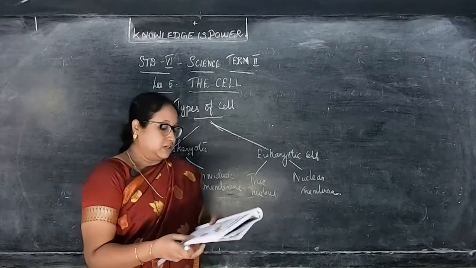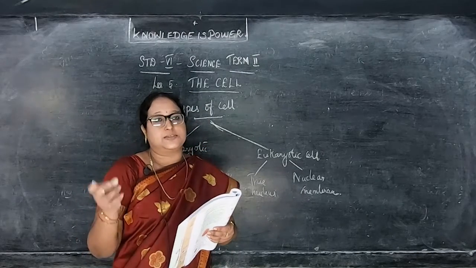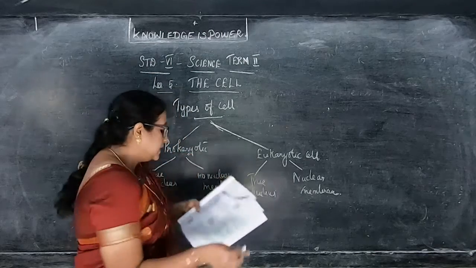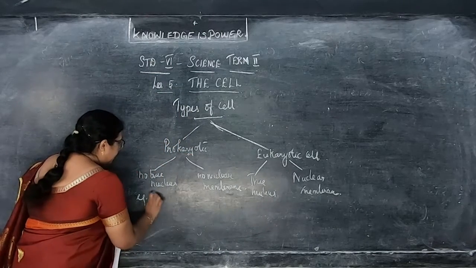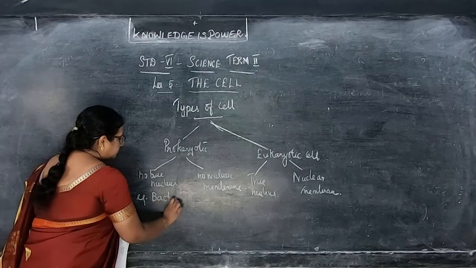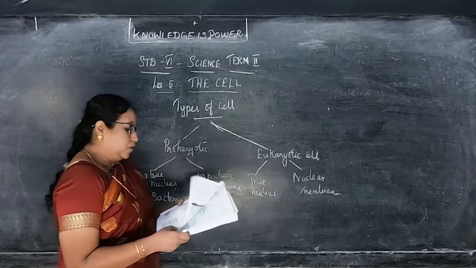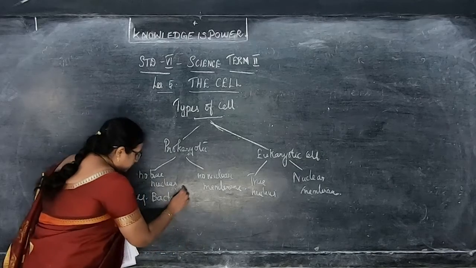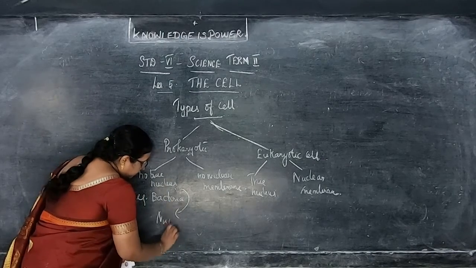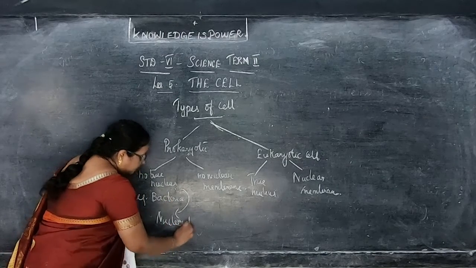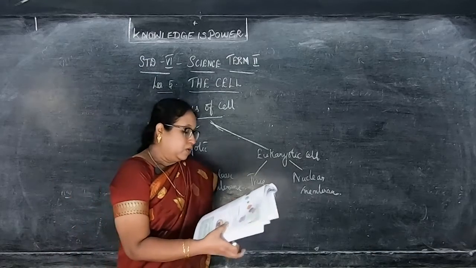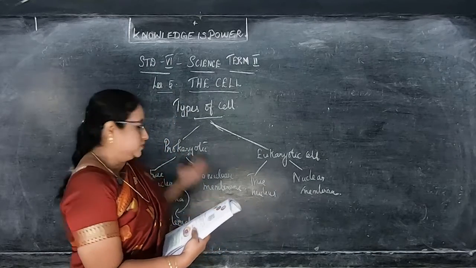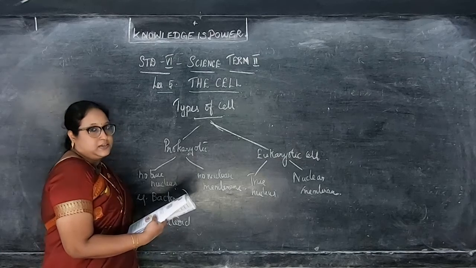These are unicellular organisms, that is one cell. Bacteria, for example, have prokaryotic cells. It has no true nucleus, and this type of nucleus is called a nucleoid. Okay, children, no nuclear membrane is around this nucleus, as I already said. So there is no true nucleus, and this is called a nucleoid.